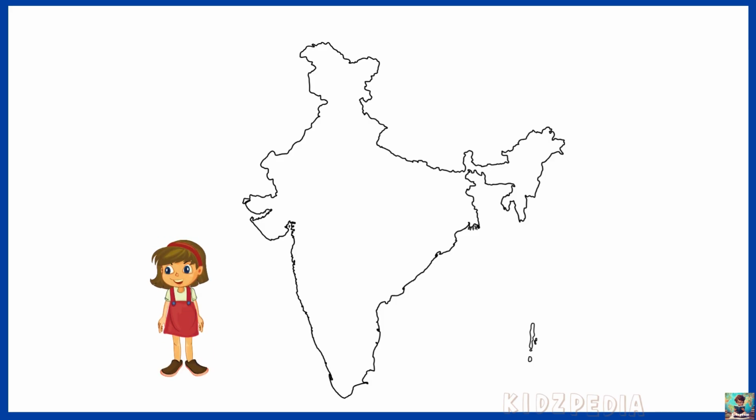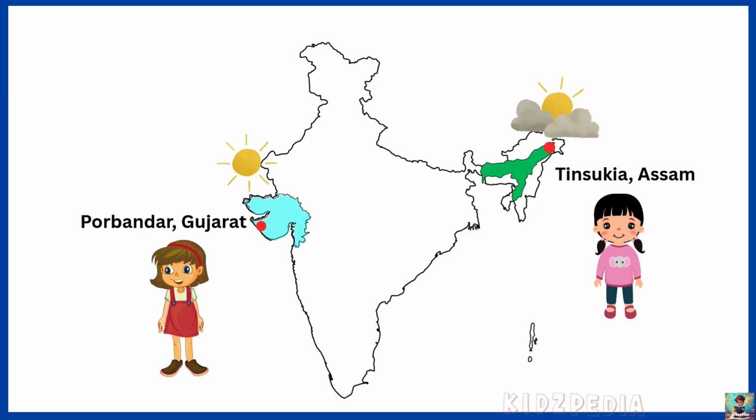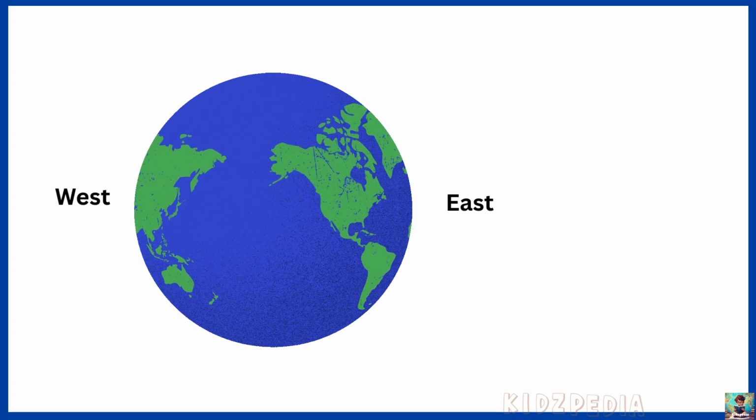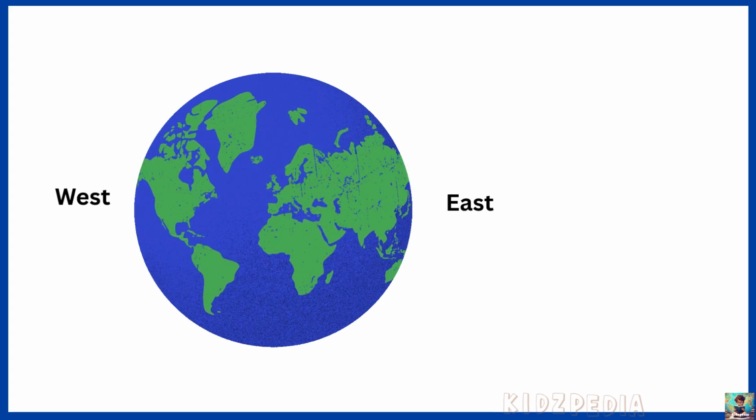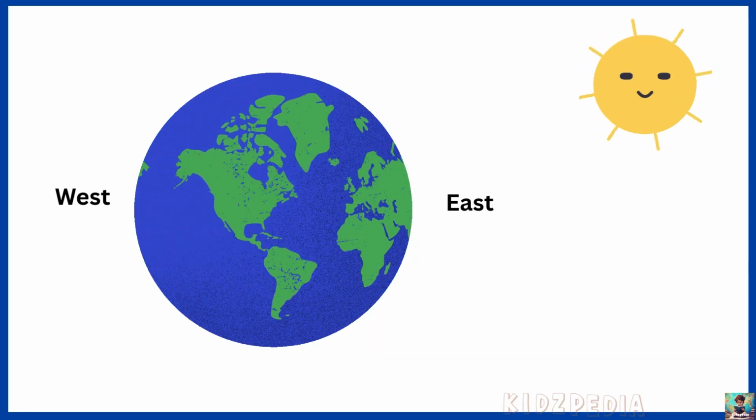So, 2 friends are talking on the phone late afternoon. One is in Tinsukia, Assam in the east of India. The other is in Porbandar, Gujarat in the west of India. The friend in Assam says, the sun has set here. It's already dark. The friend in Gujarat is surprised and says, it's still daylight here. Do you know why this happens? This happens because the earth rotates from west to east, which means the eastern parts of the earth see the sun first and the sun sets there earlier.